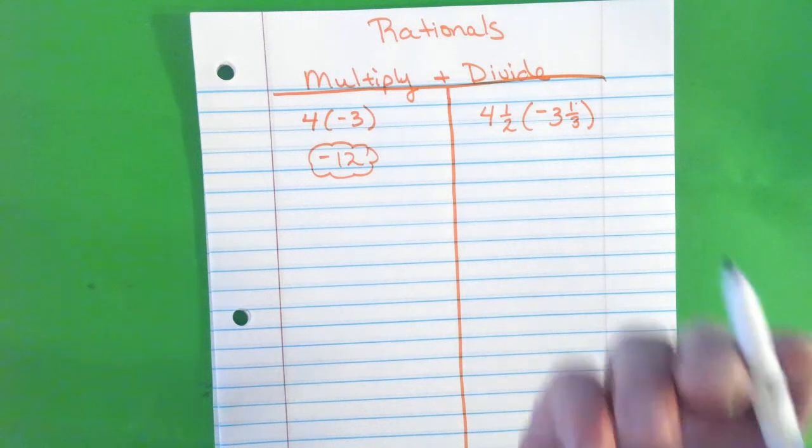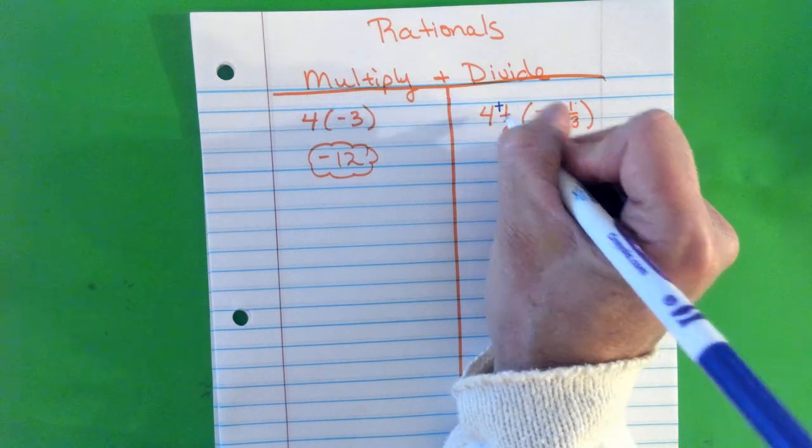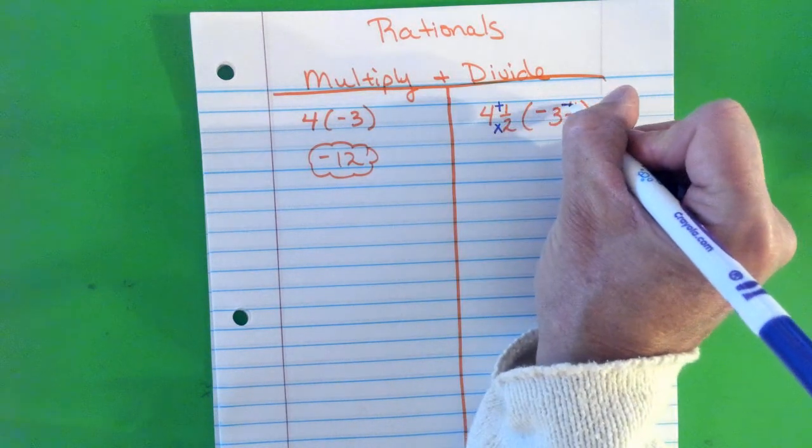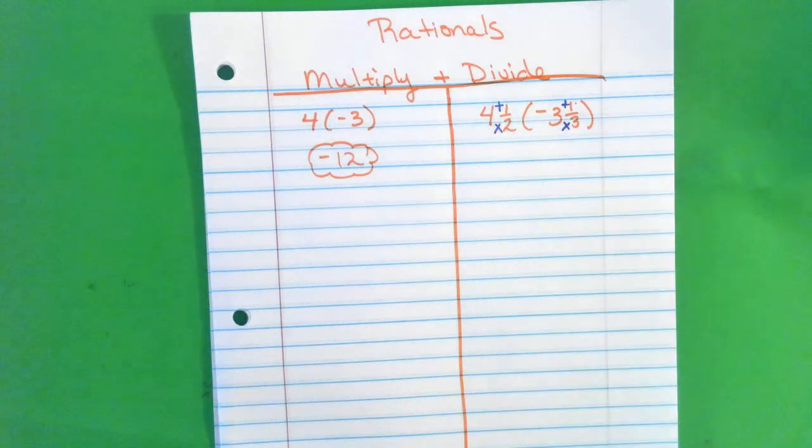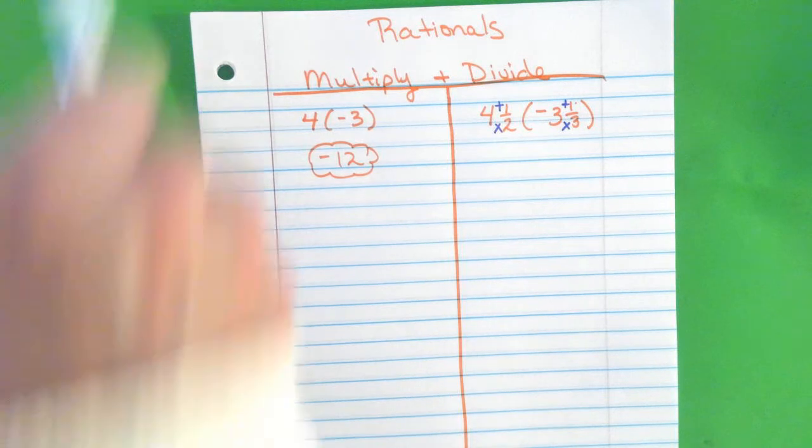Texas two-step. Good job. So put a T, put an X. Put a T, put an X. So we have adding and multiplying. Multiplying comes first.